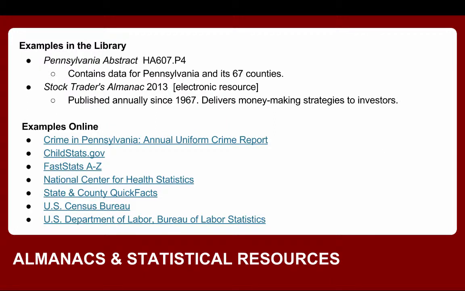Examples in the library include the Pennsylvania Abstract, which contains data from Pennsylvania and its 67 counties, and the Stock Trader's Almanac from 2013. This is published annually and has been since 1967. It delivers money-making strategies to investors. Some examples of online almanacs and statistical resources include Crime in Pennsylvania, Child Stats, Fast Stats, the National Center for Health Statistics, State and County Quick Facts, the U.S. Census Bureau, and the U.S. Department of Labor, Bureau of Labor Statistics.